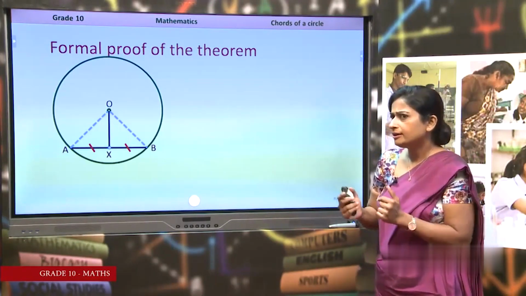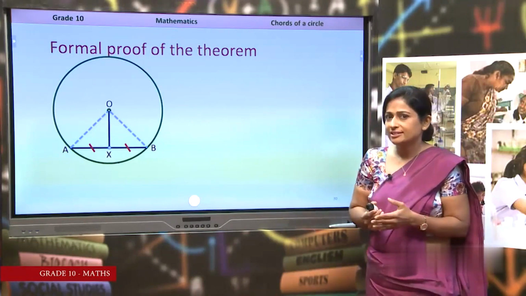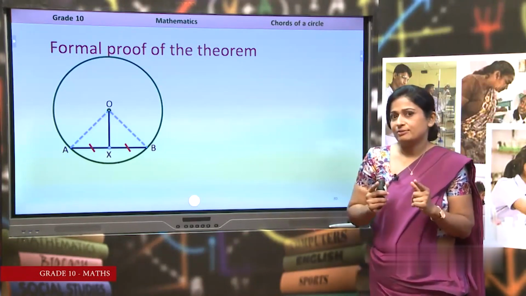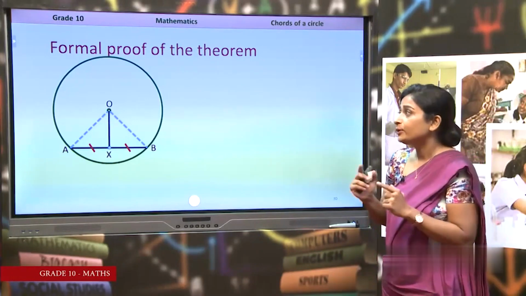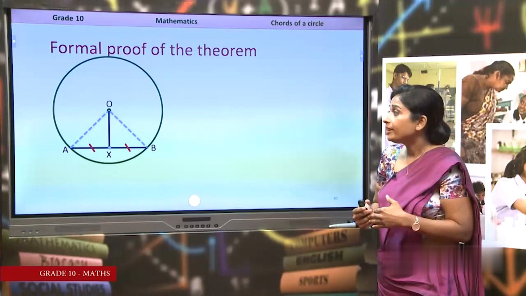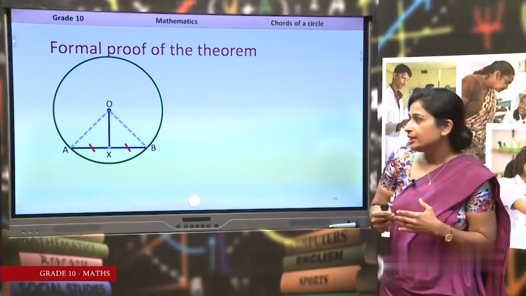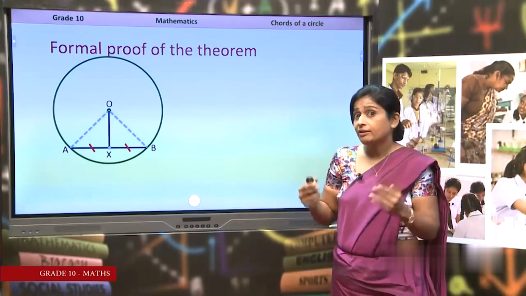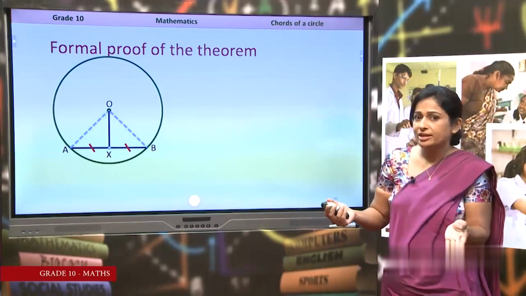So, we have done one construction now. Using the construction, you can see another one. What's that? You can say OA and OB are equal. Why? They are radii of this circle. Using these three elements, we can prove these two triangles congruent.